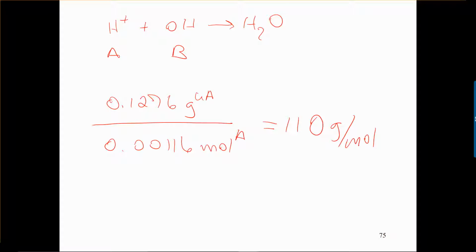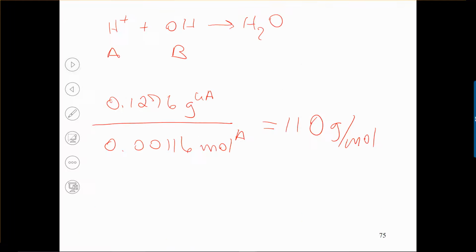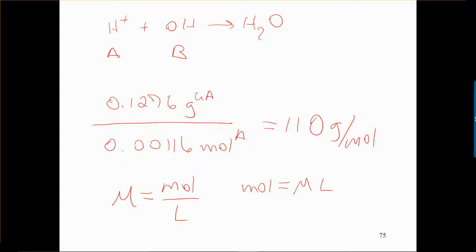Okay, and that's how I'm going to figure that out. Sure. Okay. So the way I got the moles is that I took the molarity of the base, which is 0.063. Okay, so molarity equals moles over liters, and the moles equals molarity times liters.